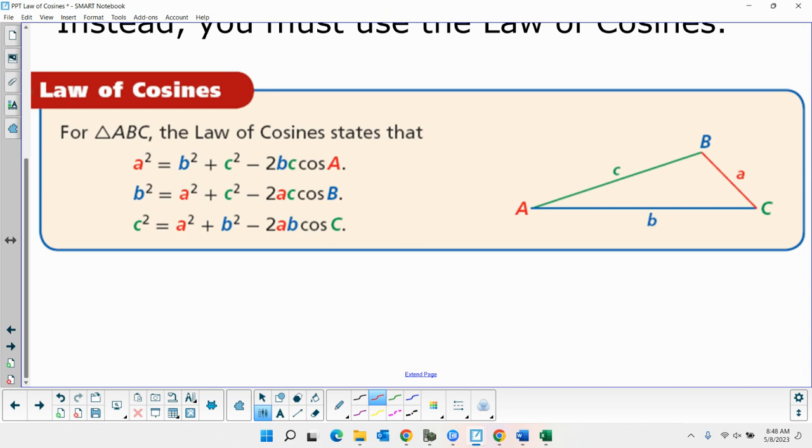Again, angle A is opposite side A. Angle B is opposite side B. And angle C is opposite side C. Remember, these are non-right triangles. Okay, last week's quiz was over the right triangle stuff. SOHCAHTOA, Pythagorean theorem. Okay, for these regular triangles that aren't right, we have to use law of sines and cosines.